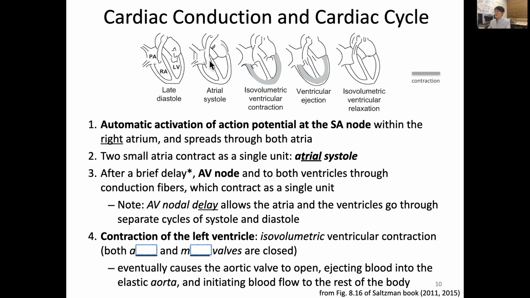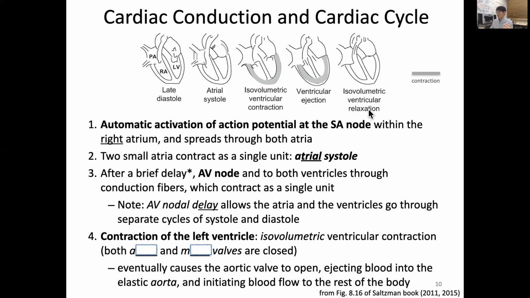And now let's see one more time. After late diastole, when things are relaxed, you now see the gray colored area, which means cardiac conduction. So the atria start to contract, that is atrial systole, and then once the blood fills into the ventricles, the ventricle will contract. That contraction eventually opens up the valves to the outside. That we call ventricular ejection. And after the ejection, it will relax back.